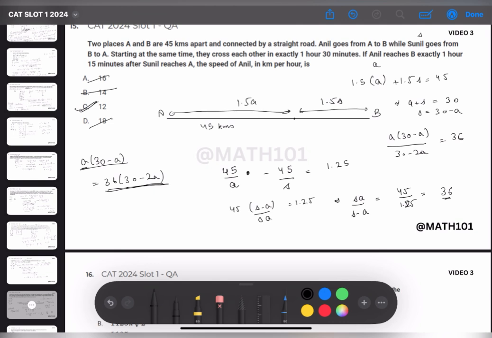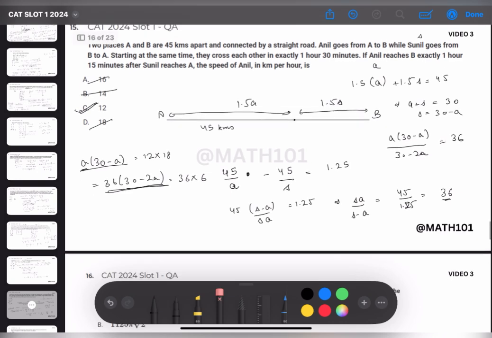12. 12 into 18 is 216, and 36 into 6 is also 216. So these two are indeed equal. You can obviously solve the quadratic equation, since this is a nice quadratic in A, but it's just faster to look at the options. You should develop that too, it would be helpful. The answer is C.